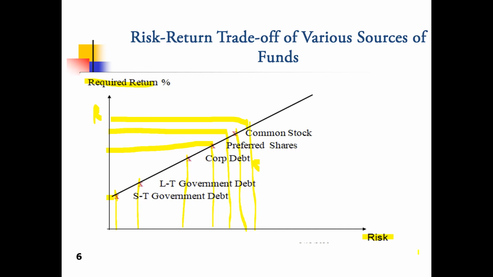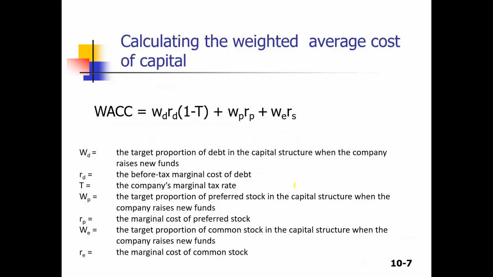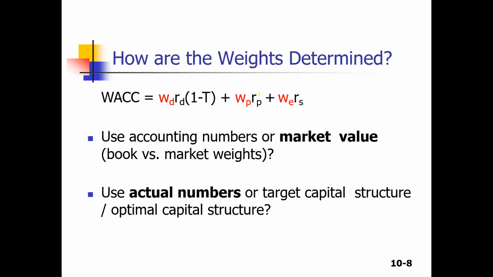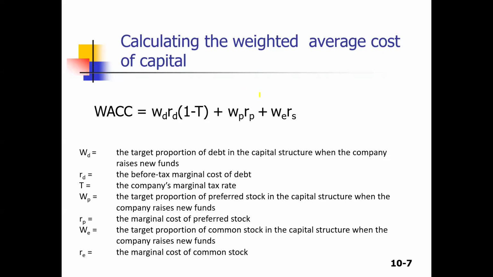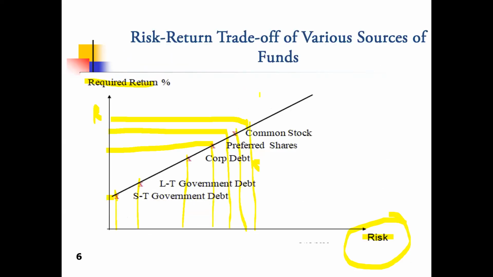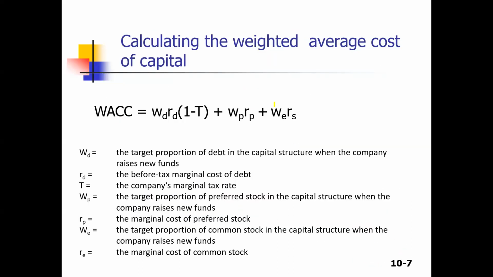What is the reason? Because of risk. Right. So now we can look at this overall cost of capital number. This is the formula that we can use to calculate the overall cost of capital.